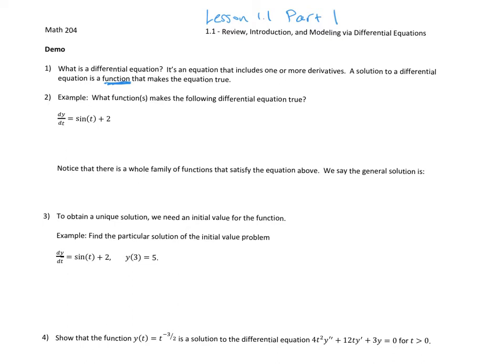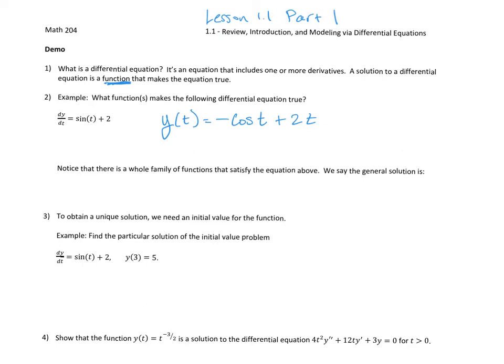So for example, what function or functions makes the following differential equation true? dy/dt equals sine of t plus 2. So the solution is a function that makes this equation true. So my solution would be y of t is a function whose derivative equals sine of t plus 2. So what function has sine as its derivative? That would be negative cosine. A function that has 2 as its derivative would be 2t.